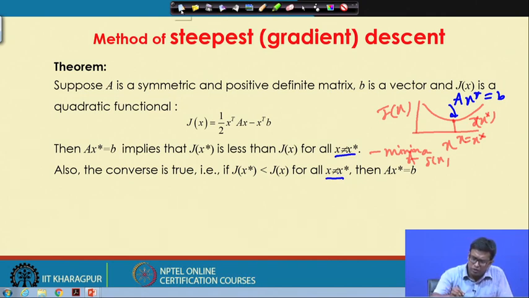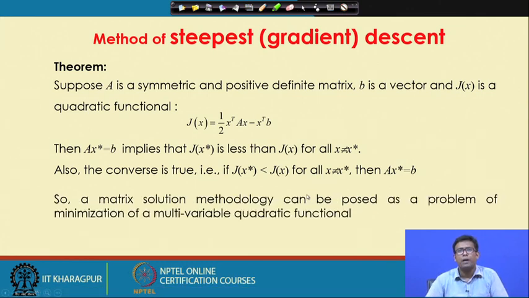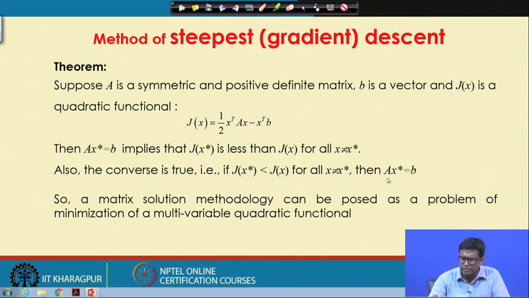So, what does this theorem mean? That a matrix solution methodology, A x is equal to b, which I have to solve, can be replaced by finding out the minima of J(x). If we can define a function J(x) is equal to half of x transpose A x minus x transpose b and try to find the minima of J(x), the minima is the point where A x star is equal to b is satisfied. So, matrix solution methodology can be posed as a problem of minimization of a multivariable quadratic function.